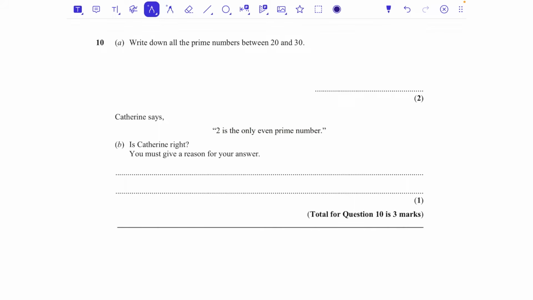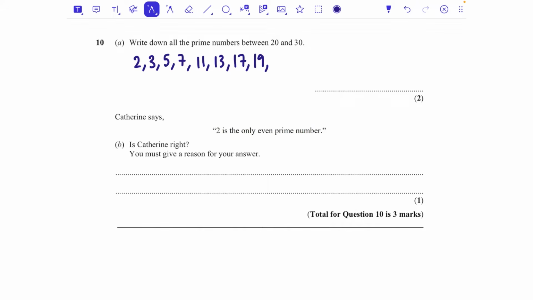Write down all the prime numbers between 20 and 30. They love asking this question, okay? So it's really, really good to know them. Prime numbers are numbers that only have 2 factors, 1 and themselves. So 2 is the first prime number, then 3, then 5, then 7. 9 is not a prime number because it has a factor of 3. So that doesn't count. Then 11, 13, 17, and so on.